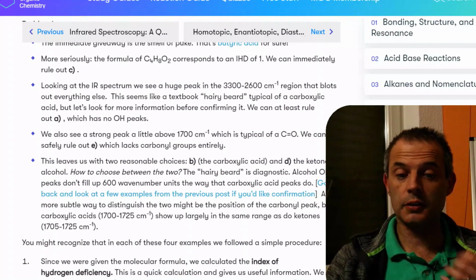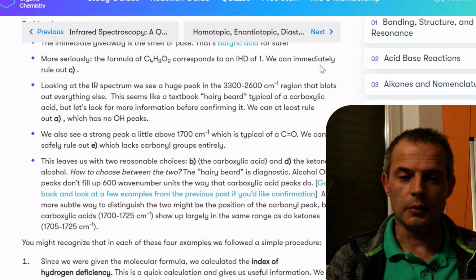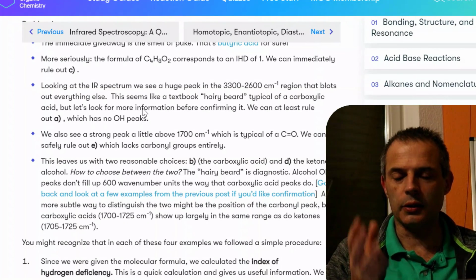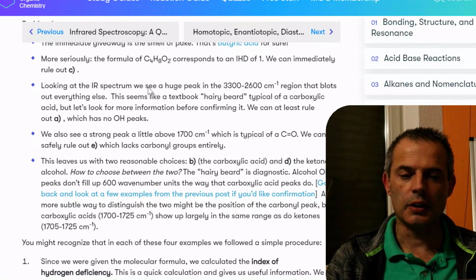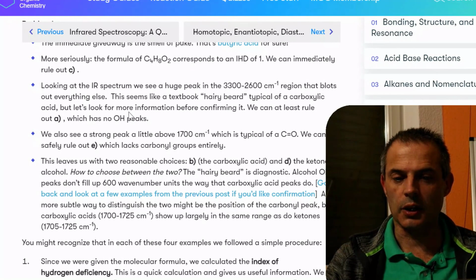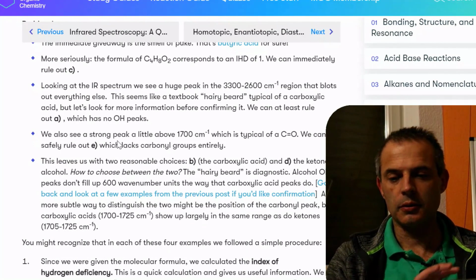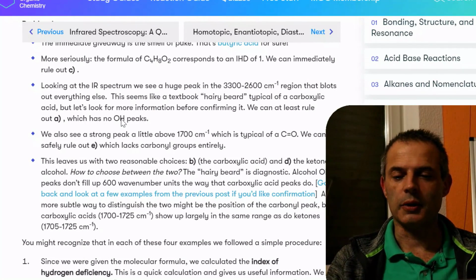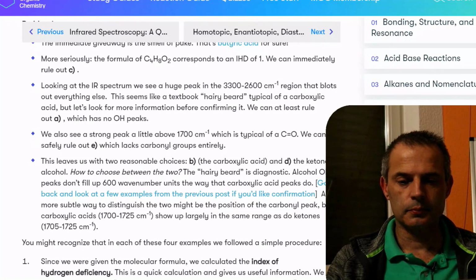So here is their answer. They use the formula again to more effect than I did. They also use what they call airy beard, so that wide knobbly bit. It's a big peak with lots of little peaks on top of it. That is typical for carboxylic acids, but also the shift of the OH into the CH region really is typical.